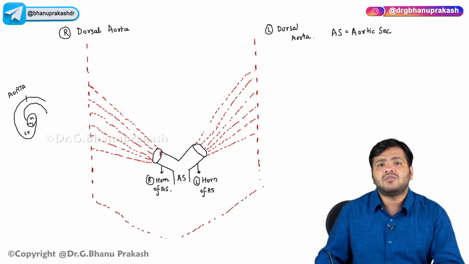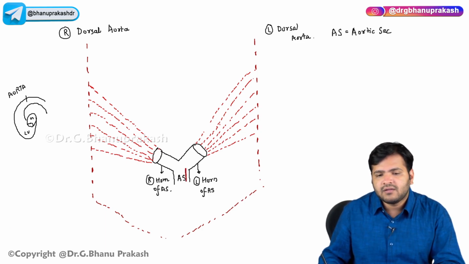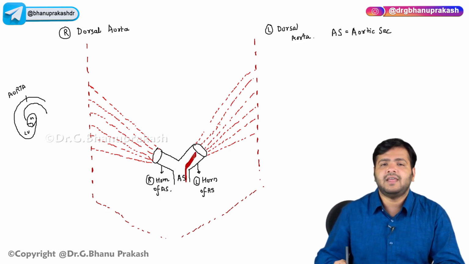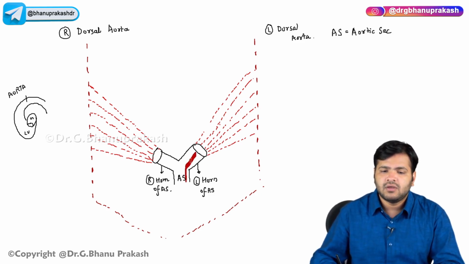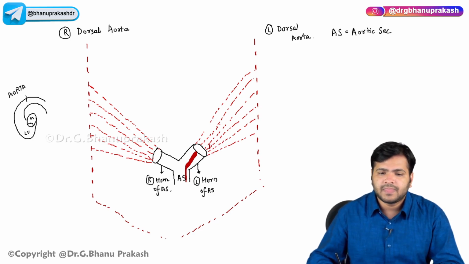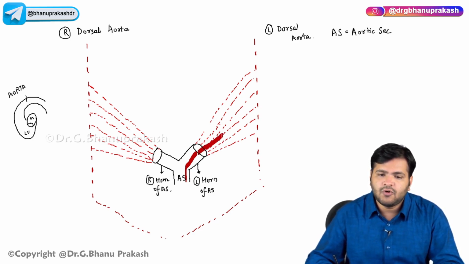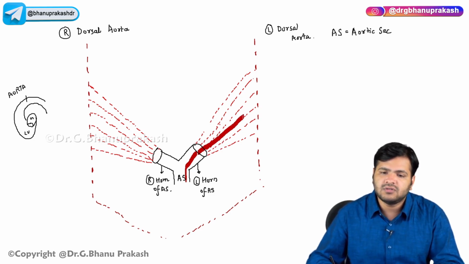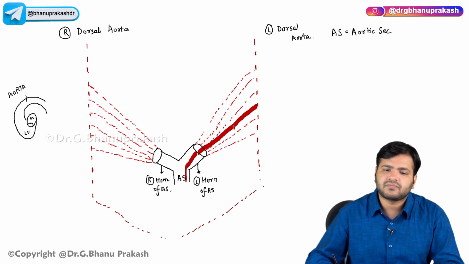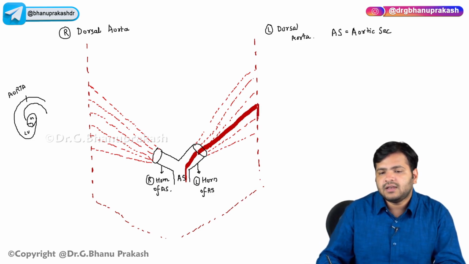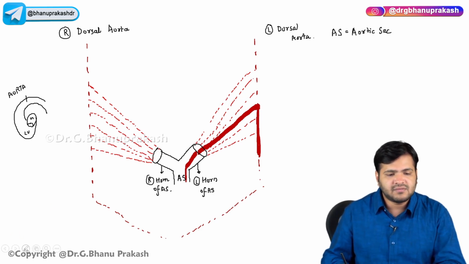Now this arch of the aorta is developing from the aortic sac. It is developing from the left horn of the aortic sac, right? Then it is the fourth arch artery which is giving rise to this, and ultimately we have this part, that is the left dorsal aorta. So these parts are giving rise to the arch of aorta. Let us mark it and understand.